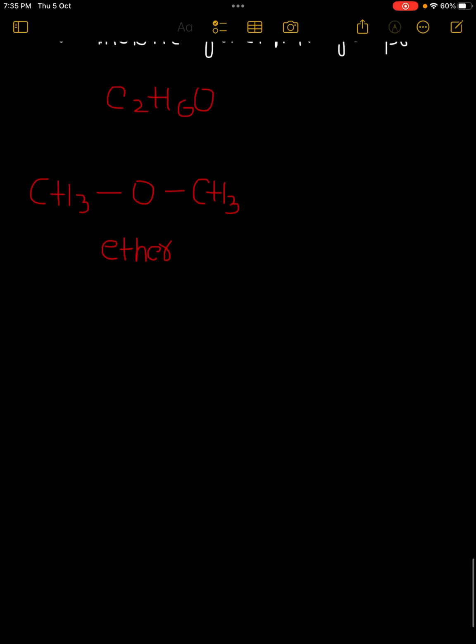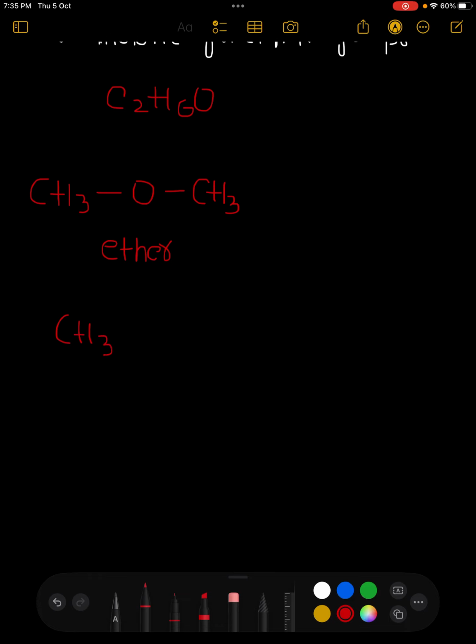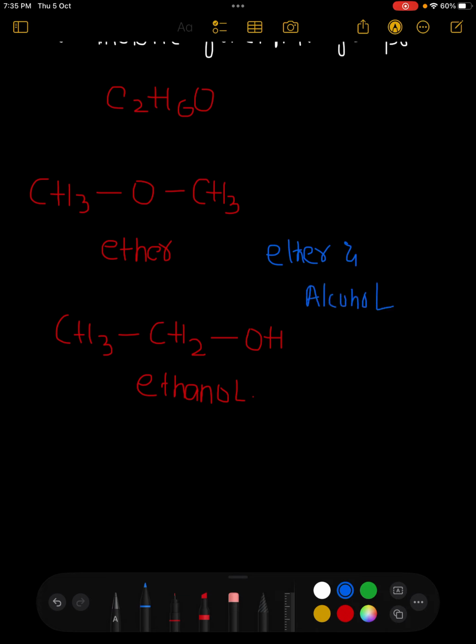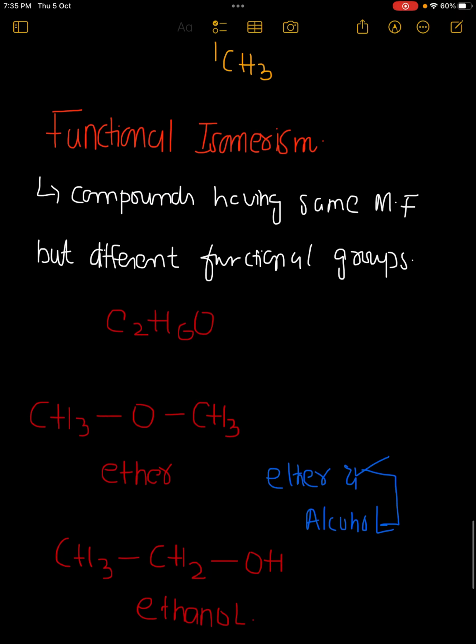Ether, plus we can also make CH3CH2OH, which is ethanol, right? So we can say that ether and alcohol have the same molecular formula but different structural formula. So ether and alcohol both are what? These both are functional isomers, right?